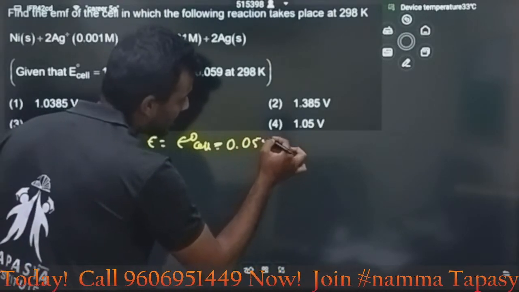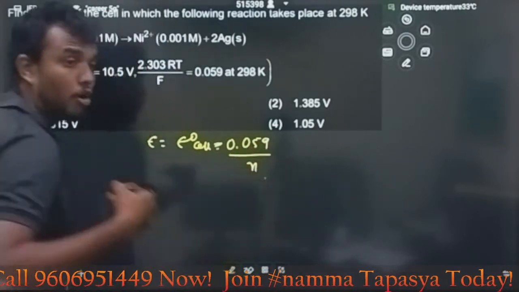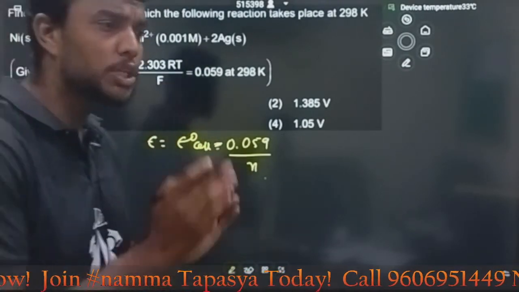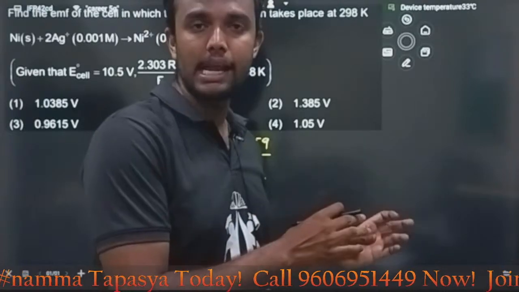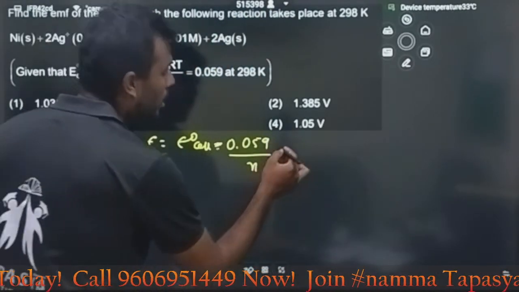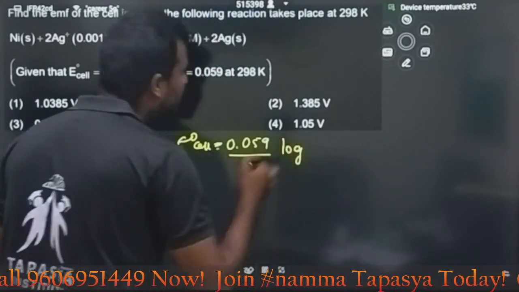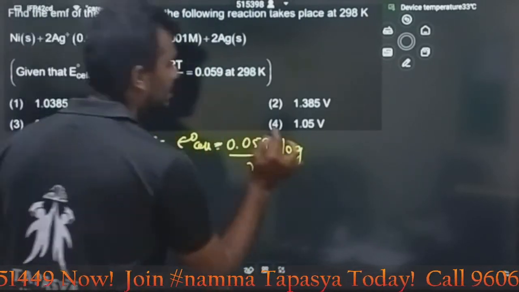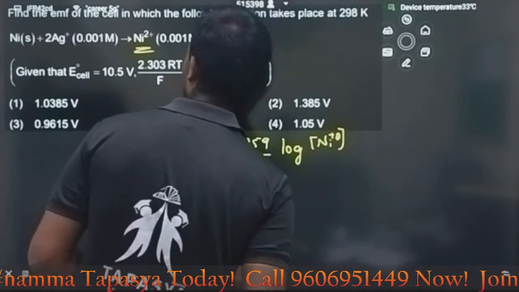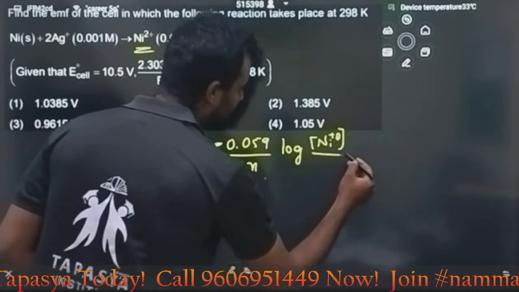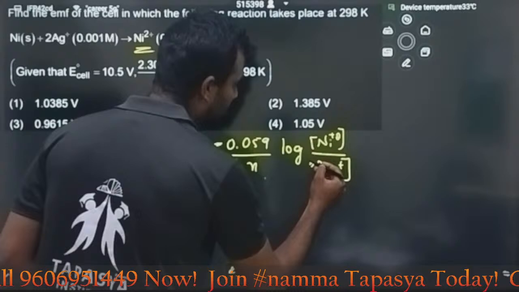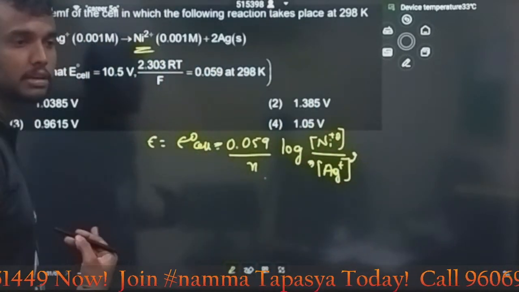minus 0.059 divided by n. n means the number of electrons exchanged in the redox reaction, because a chemical reaction in electrochemistry always follows a redox reaction, correct? Into log of Qc. Log of Qc means product by reactant. Here the product is Na plus 2, divided by Ag plus. Here 2 molecules of Ag plus are there, so we get the concentration to that power.